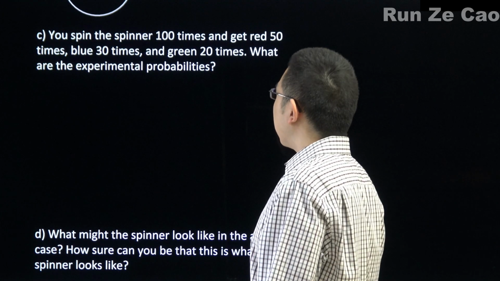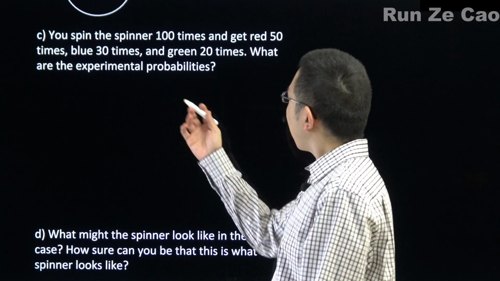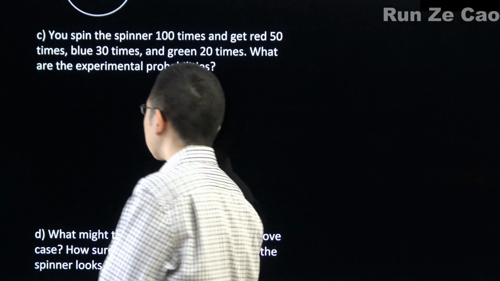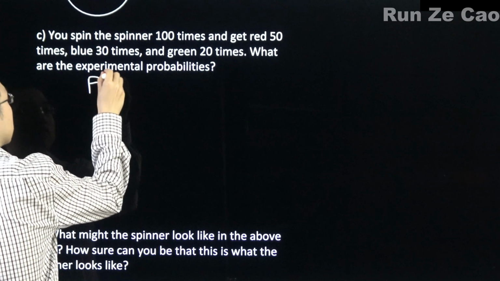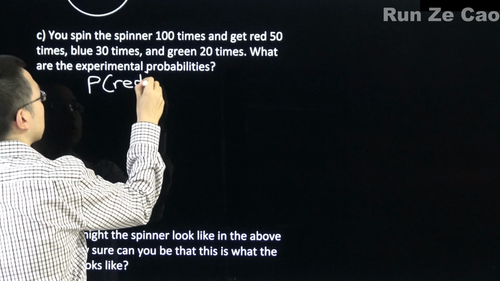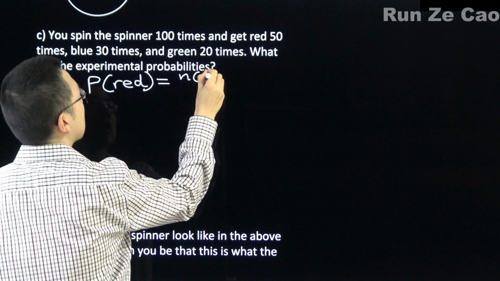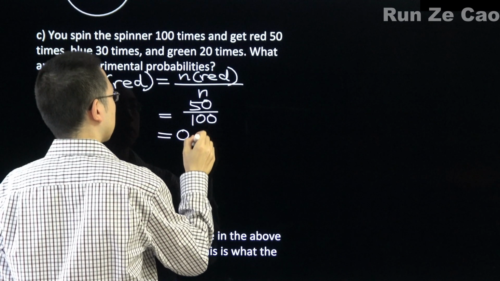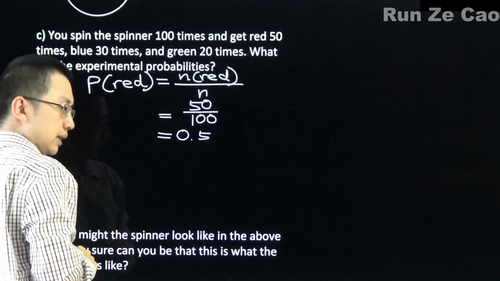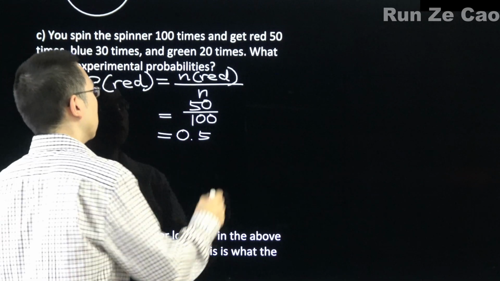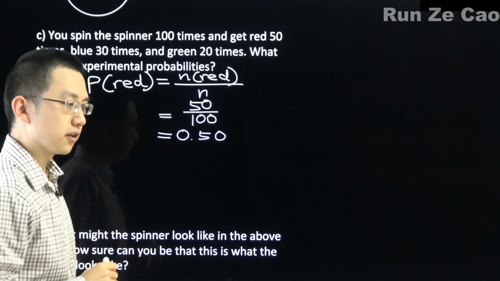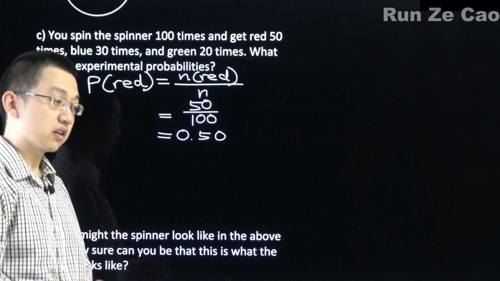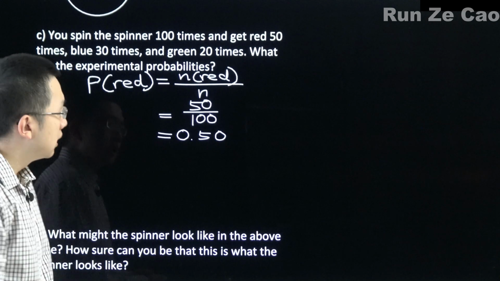Now, let's say we spin the spinner 100 times and we get red 50 times, blue 30 times, and green 20 times. What are the experimental probabilities? We would get probability of red is equal to N red over N. This would be 0.5 or 0.50 for significant digits purposes. You may have dealt with significant digits in, say, physics class or chemistry class before.